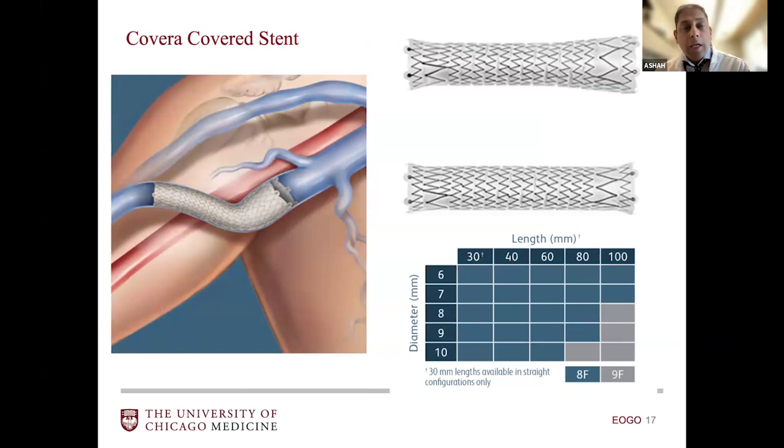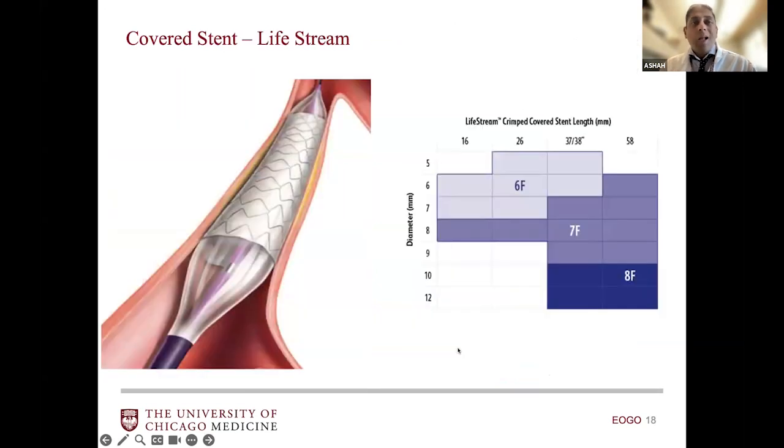Now, what comes into play is knowing what type of outflow graft we have. Most commonly, these are going to be with the HeartMate 3, between 12 and 14 in diameter. So oftentimes these stents may be a little too small. The Covera might be a little too small. There is the LifeStream stent, which can get up to 12 millimeters. Again, these are balloon expandable stents. We can't really use self-expanding stents in these grafts because they don't have the radial strength to stay open. So balloon expandable stent is critical.